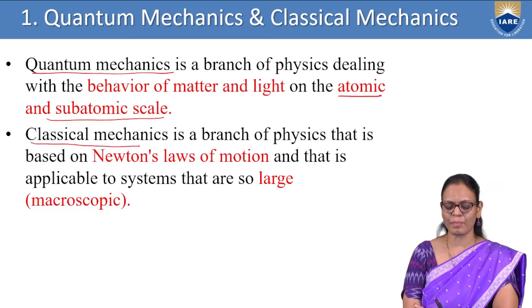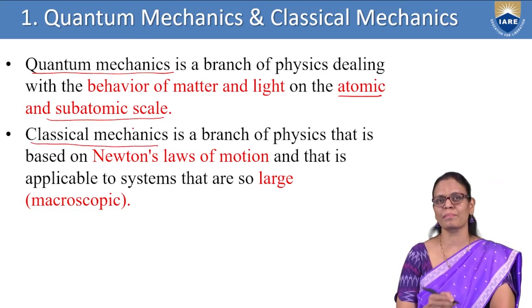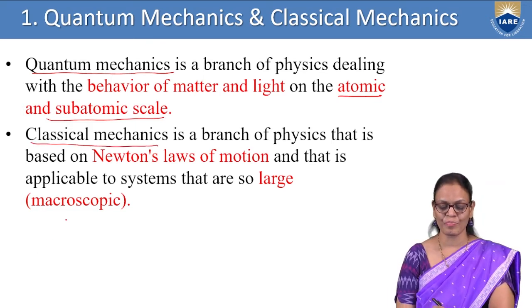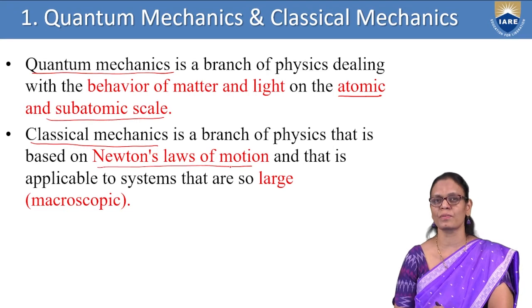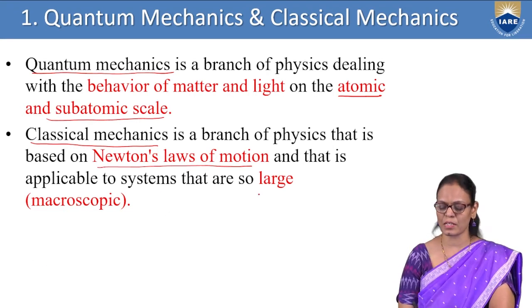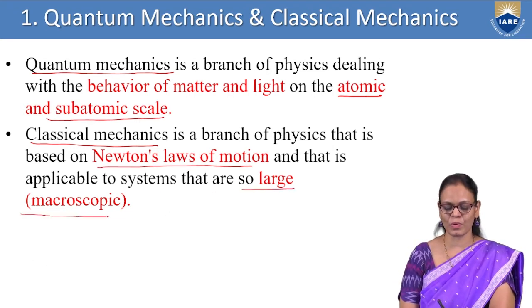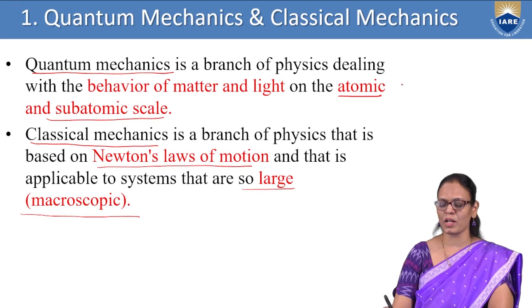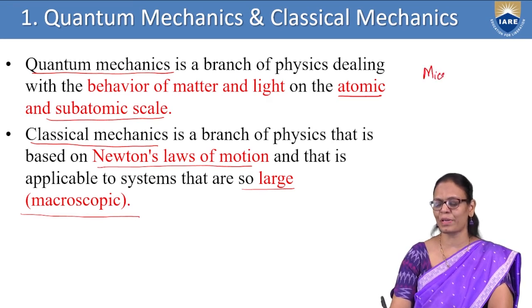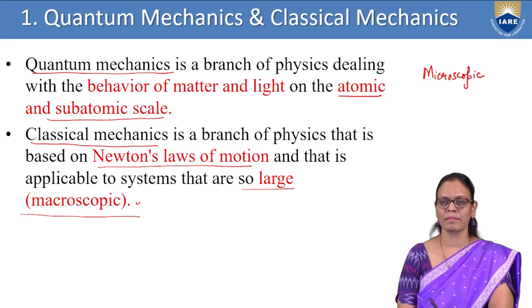Then what is classical mechanics? Because we have to relate quantum mechanics with classical mechanics. Classical mechanics is a branch of physics which is based on Newton's laws of motion, and it is applicable to systems which are large, which are macroscopic. This is the major difference between quantum mechanics and classical mechanics. In quantum, we are dealing with microscopic objects. Here it is macroscopic.